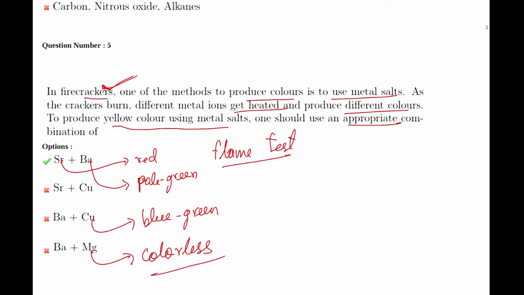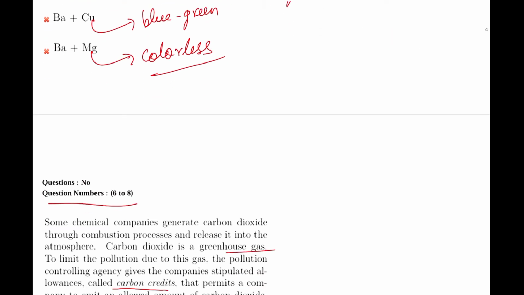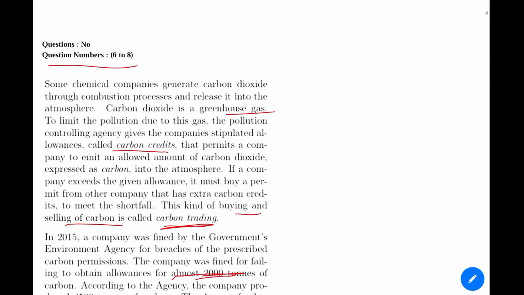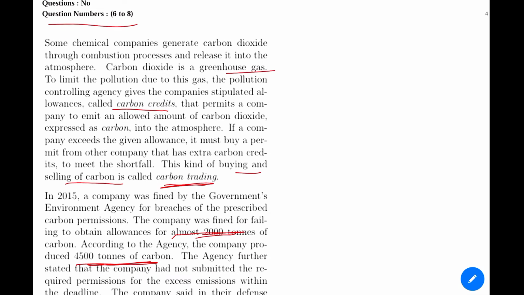So this red plus this combination actually produces, this combination produces yellow color. So simply this is the answer. Now we have paragraph kind of questions.